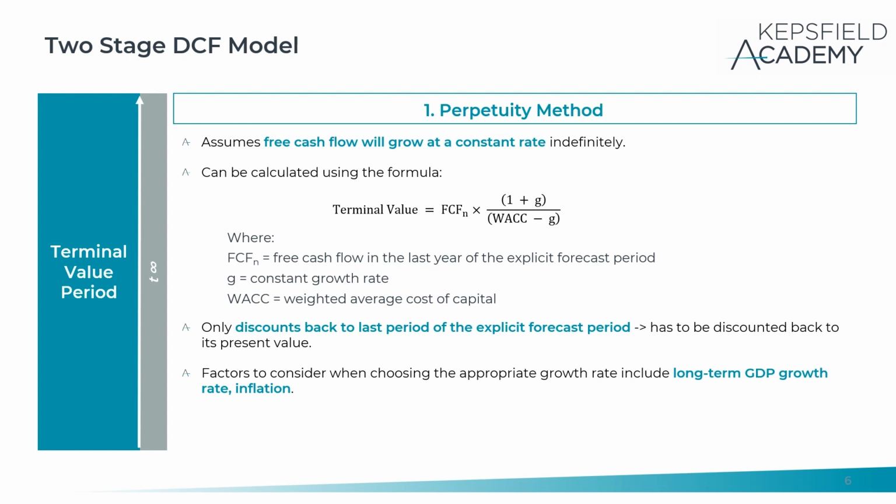The chosen growth rate should be conservative and generally lower than the long-term average GDP growth rate, as it's unrealistic to assume a company can outgrow the overall economy indefinitely. Additionally, it's crucial to assess the sustainability of the company's competitive advantage, its ability to maintain or expand market share, or any potential risks or disruptions in the industry that may impact long-term performance.